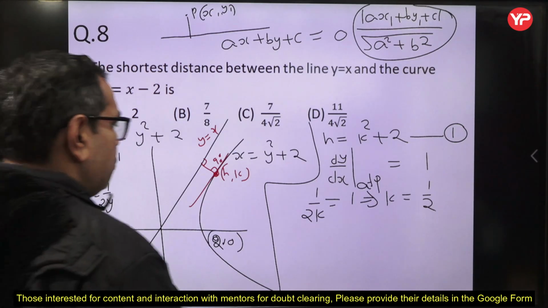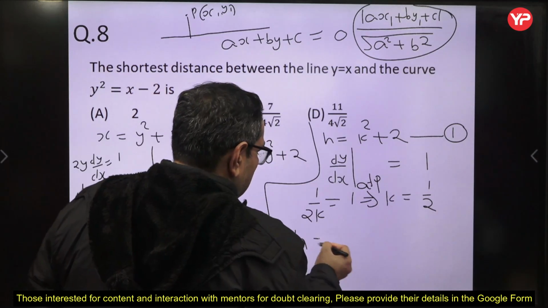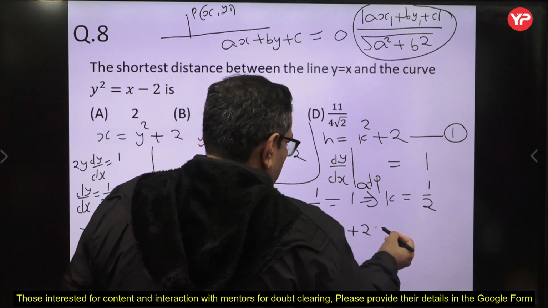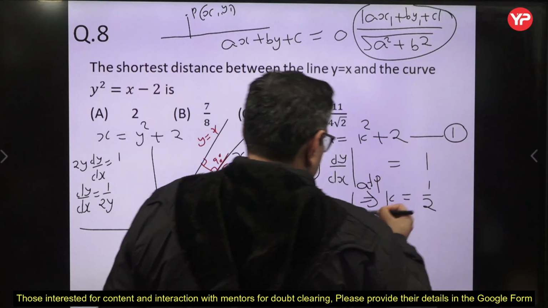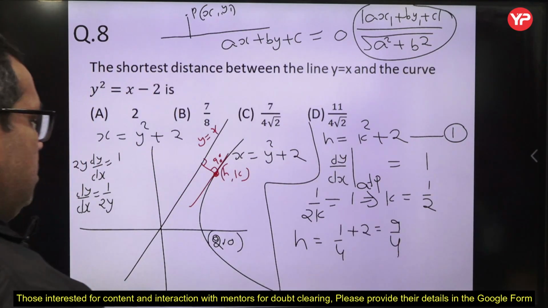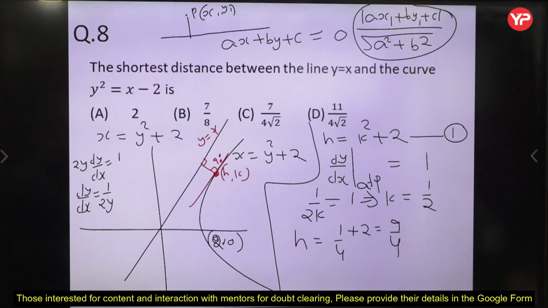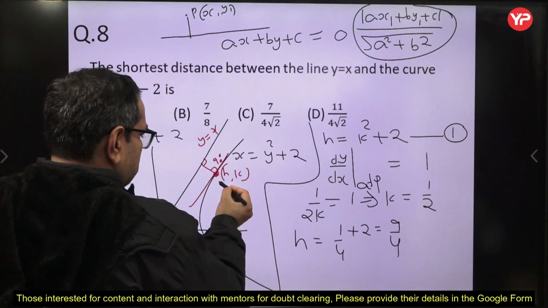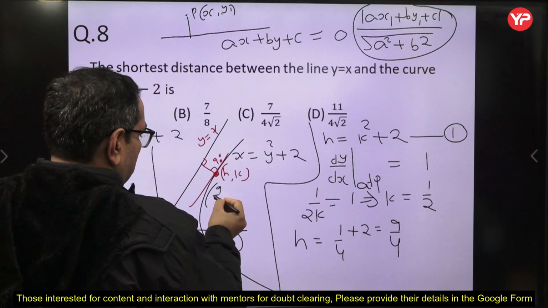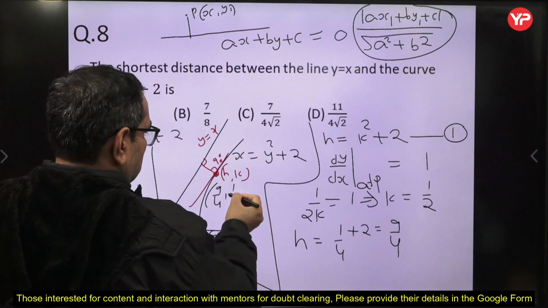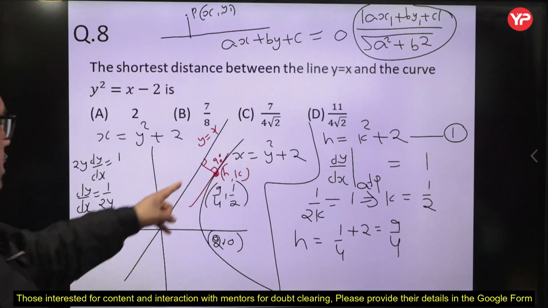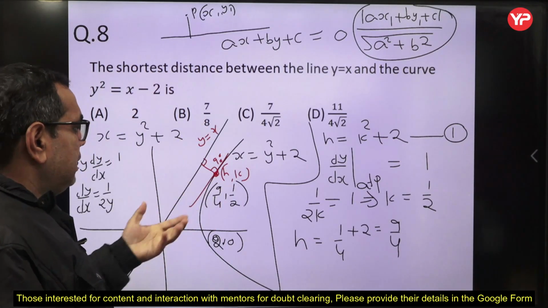Now what is h equal to? h equal to k square plus 2, so 1 upon 4 plus 2, which is 9 by 4. This is our h. So we have computed k and we have computed h, which means we have obtained this point: 9 by 4 comma 1 by 2. Now it is a simple problem. We have to compute the distance of this point from this line. That will be the answer.